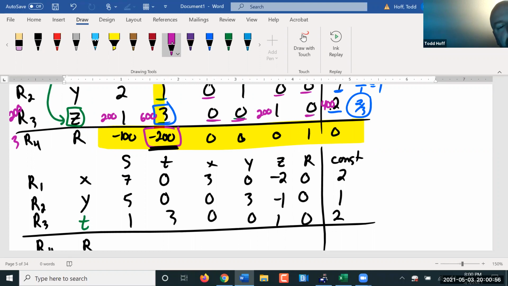Row 4 times 3. 3 times -100 is -300. 3 times -200 is -600. The zeros stay. 1 times 3 is 3, and the 0 stays. So we combine those rows.